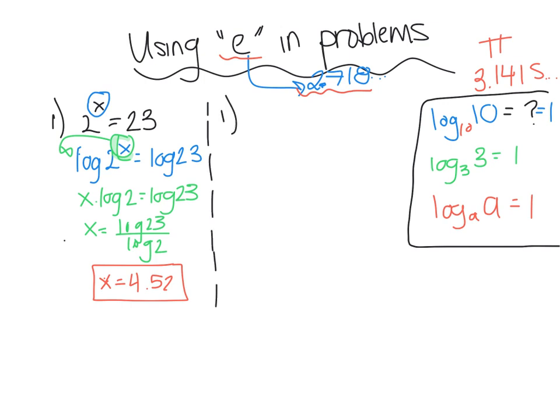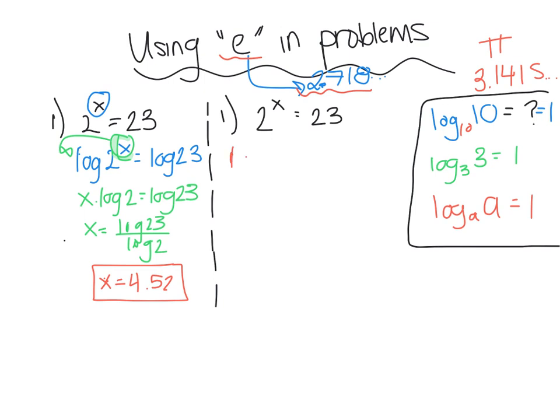This is still number 1, 2 raised to the x equals 23. Since I just reviewed that log base a of a, so let's say log base 10 of 10, equals 1. Since in number 1 my base of the exponent is 2, let's think about using log base 2 of 2 to the x. So think about what that will do.